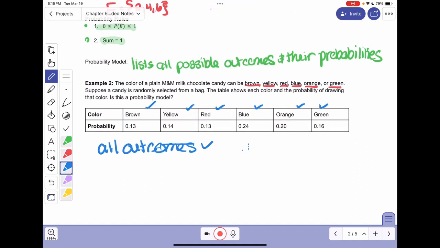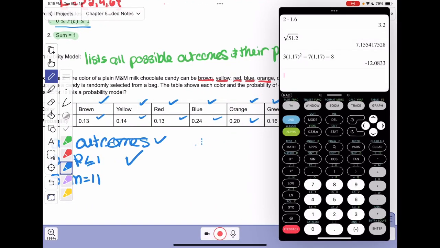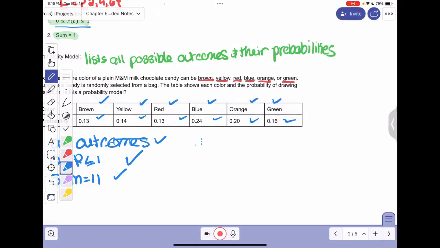Now we need to check rule 1. Are all the probabilities between 0 and 1? So that's positive, positive, positive, positive. They're all positive and they're all less than 1. So yes. And then we need to see if the sum equals 1. So we're just going to add those all up. 0.13 plus 0.14 plus 0.13 plus 0.24 plus 0.20 plus 0.16 equals 1. So we answered yes to all three of those questions. So yes, it's a probability model.